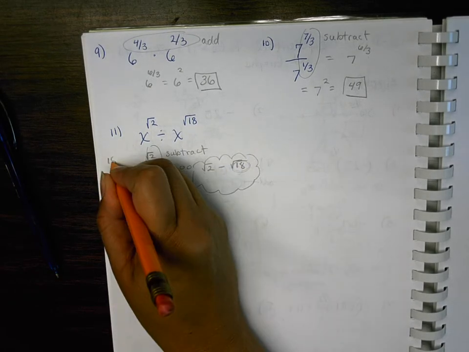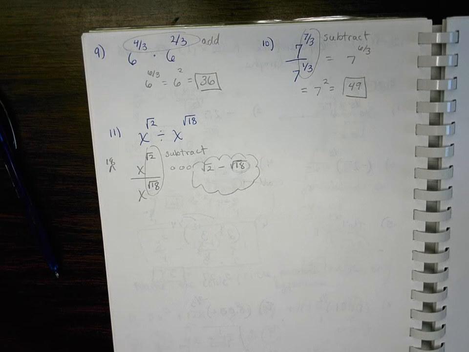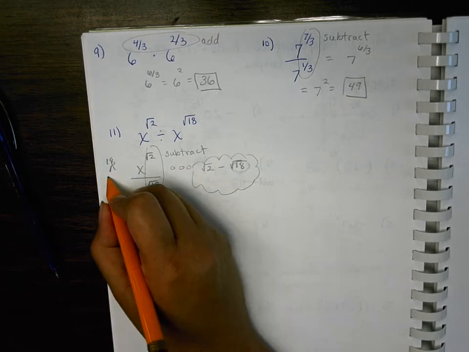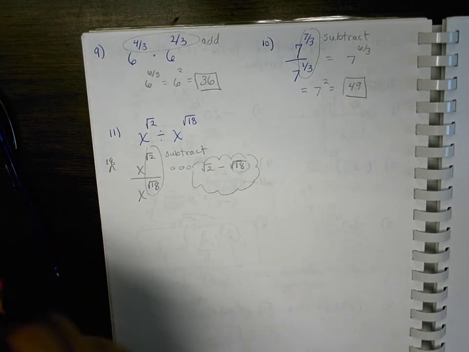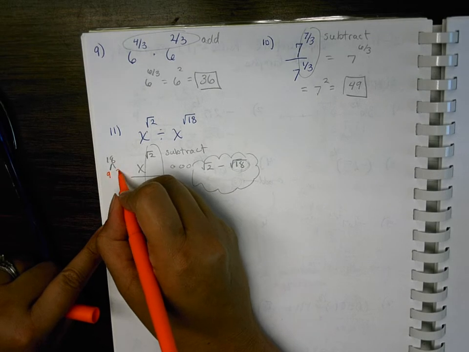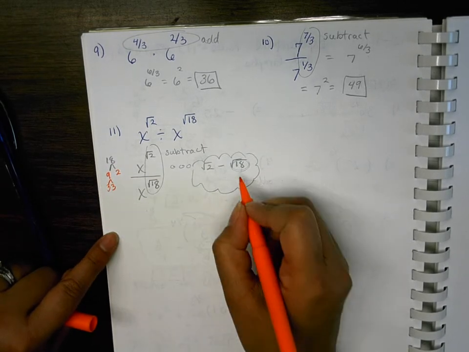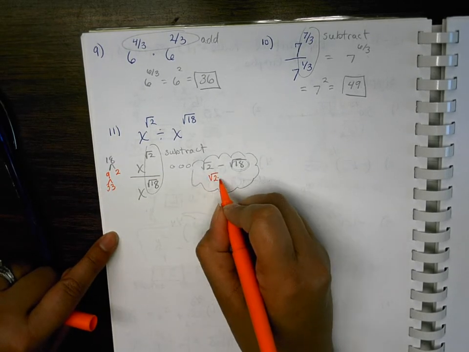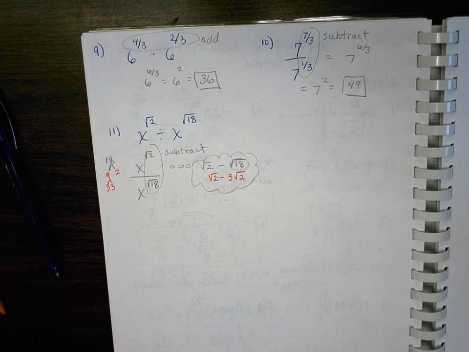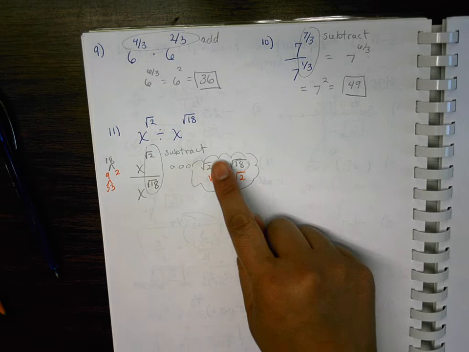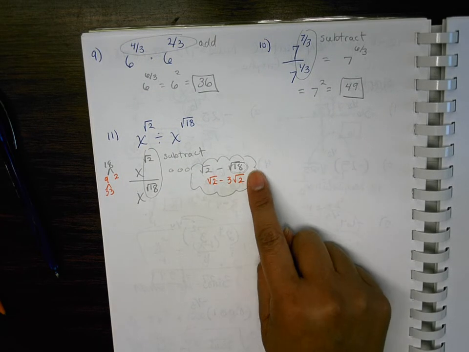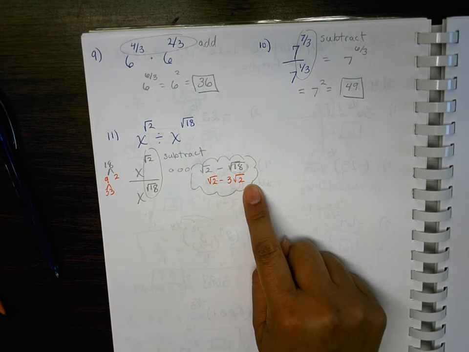Do you guys agree with her? Prime factors. What does 18 break down to? Did I hear 9 and 2? Okay, so he already gave it to us. That's root 2 minus 3 root 2. Do you guys agree? Yes or no? That root 2 stayed root 2, and he's saying root 18 is equivalent to 3 root 2. Do you guys agree with that?